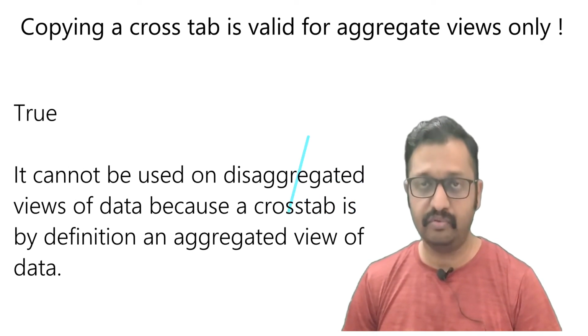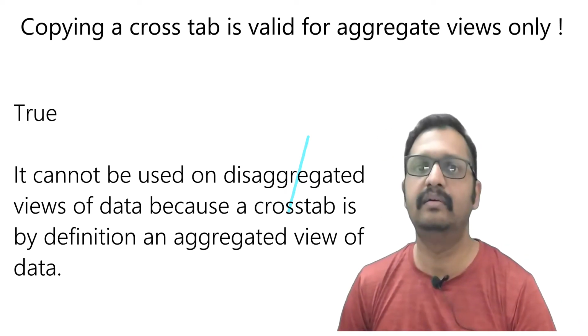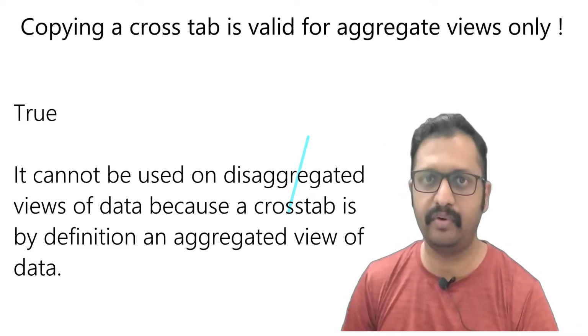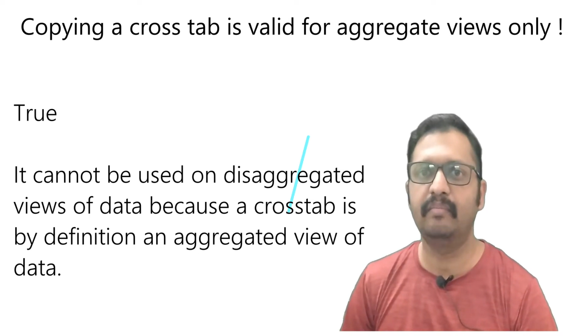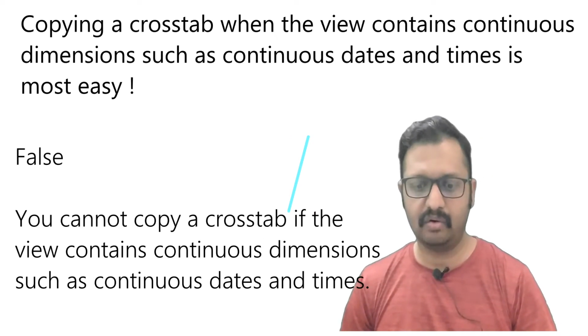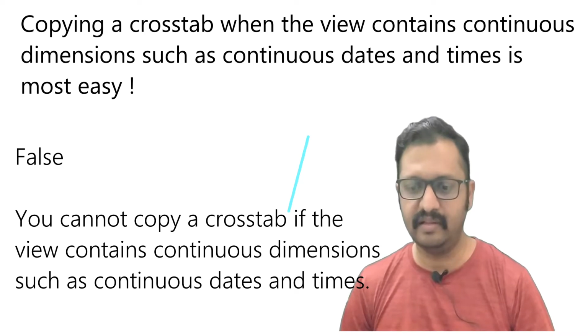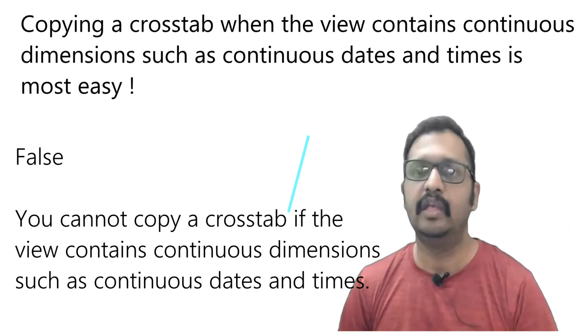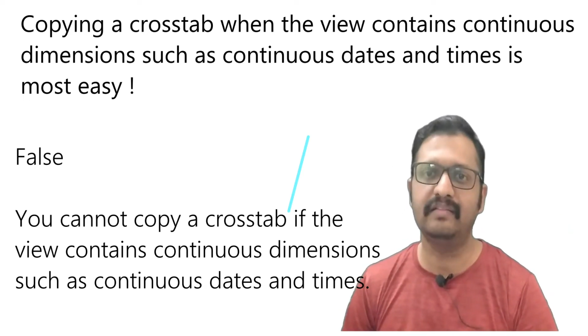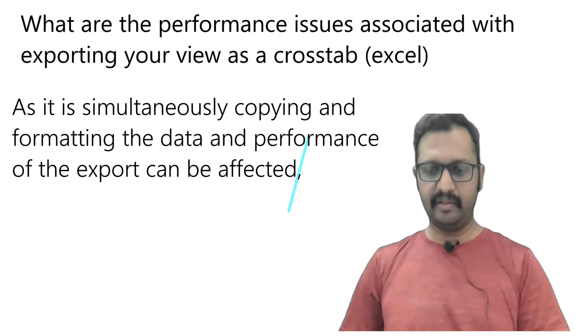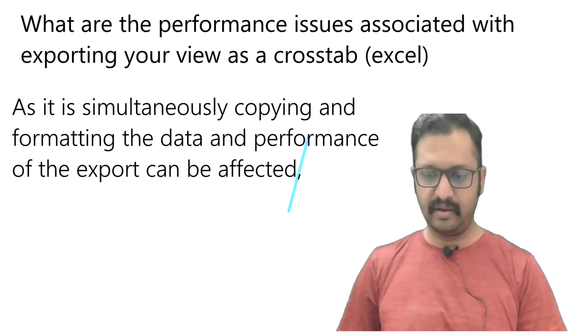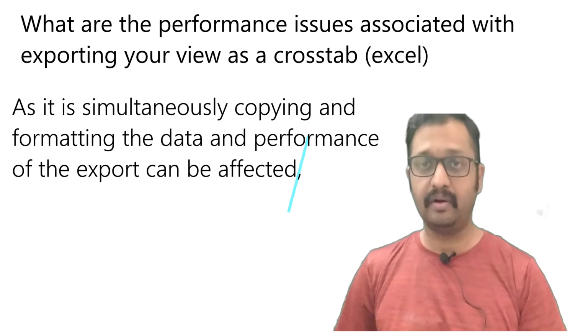Next question. Copying a cross tab is valid for aggregate views only. That is true. It cannot be used on disaggregated views of data because a cross tab is by definition an aggregated view of data. Next question. Copying a cross tab when the view contains continuous dimensions such as continuous date and time is most easy. That is false. You cannot copy a cross tab if the view contains continuous dimensions such as continuous date and time. Next question. What are the performance issues associated with exporting your view as a cross tab or as an Excel?